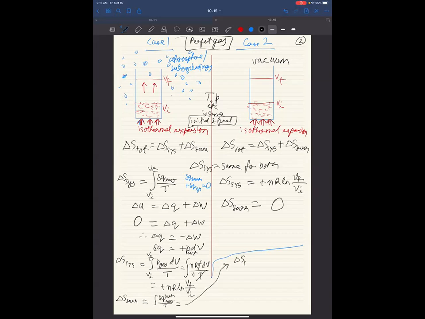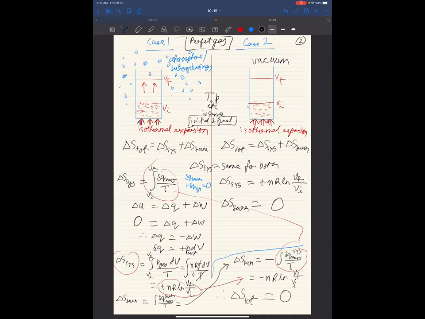Delta S surrounding is therefore minus delta Q reversible system divided by temperature. We just calculated this, right? This is nothing but the minus times the entropy gained by the system. This is minus nR ln Vf by Vi. This thing over here that we just calculated, multiplied with a minus sign, because this integral is nothing but the integral over here with a minus sign, right? So what do we get for the total entropy change?